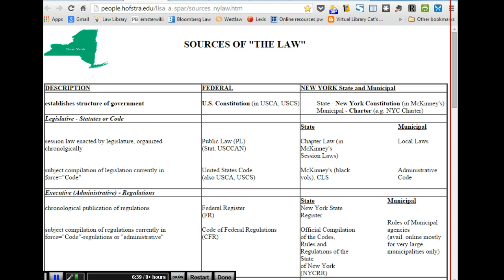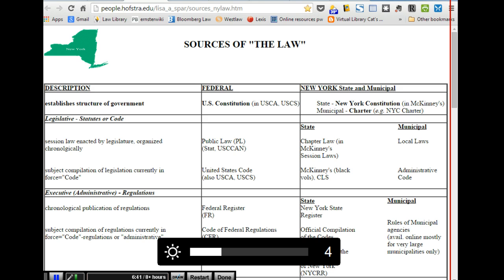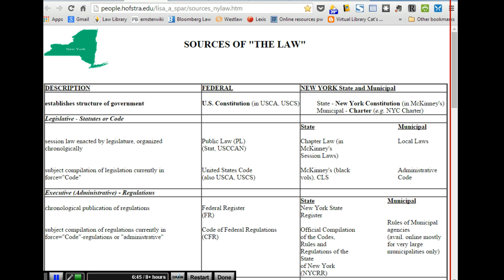And the municipalities also may or may not have agencies, depending on the size and how they're structured, and those agencies may or may not promulgate regulations that we can find. It tends to be more the larger municipalities like New York City.